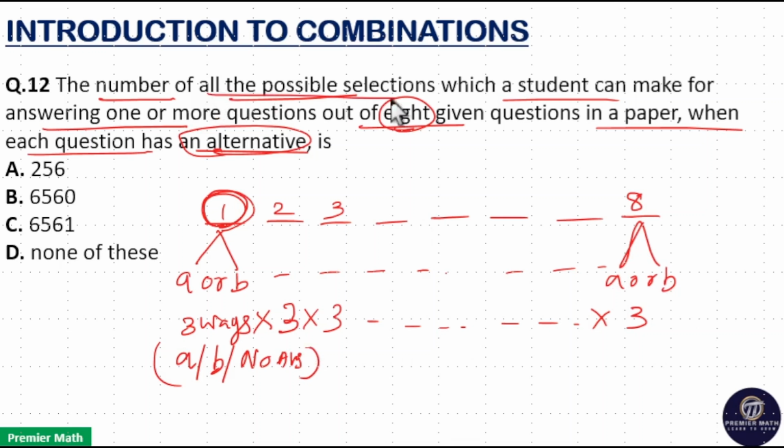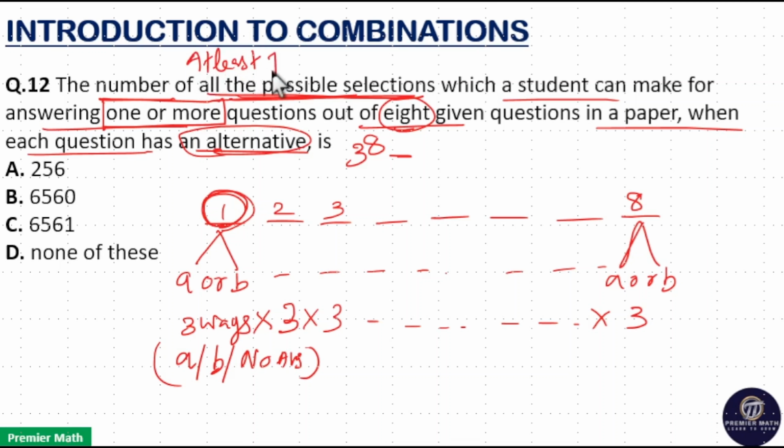So, all the possible selections to answer 8 questions is equal to 3 raised to 8. Total possibility is 3 raised to 8. But here we have to subtract something, because there is a condition: one candidate must answer one or more questions. So, at least one is a condition.